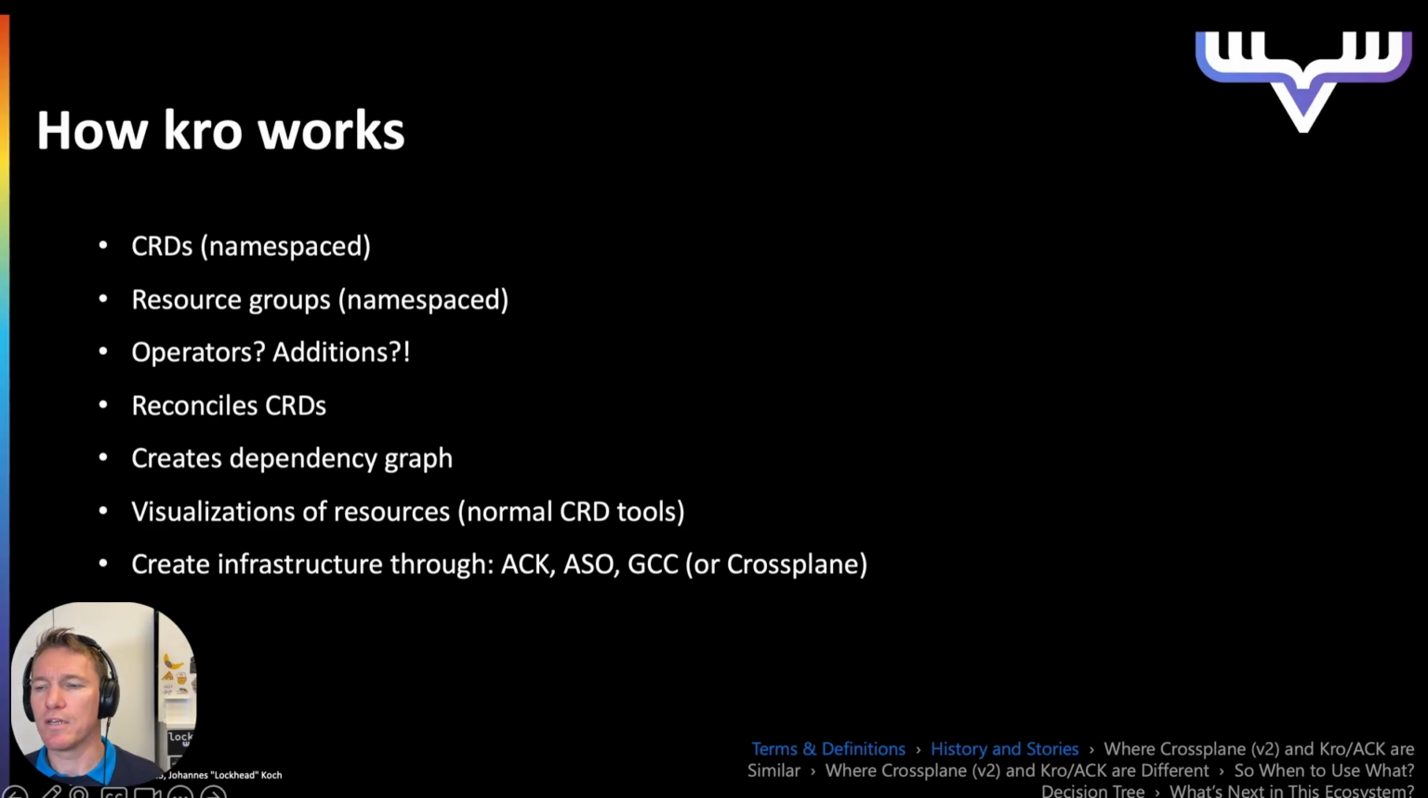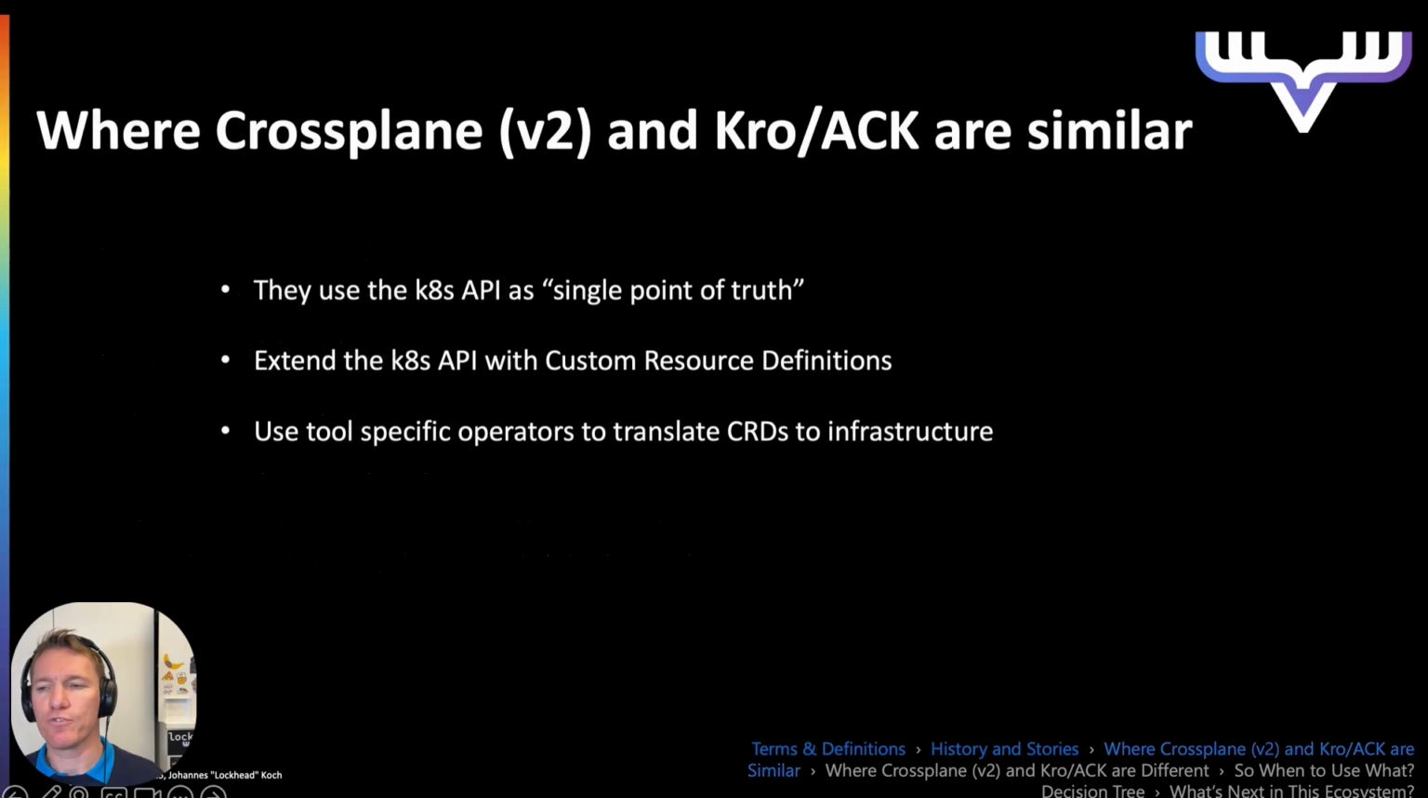So where is the difference between KRO and ACK then? I've just been highlighting a lot of the things that are the same. So let's look at that first. Both of them use the Kubernetes API server as a single point of truth. They both extend the Kubernetes API with custom resource definitions and make it more powerful. And they both use tool-specific operators to translate CRDs into infrastructure. Right? I think that's pretty simple.